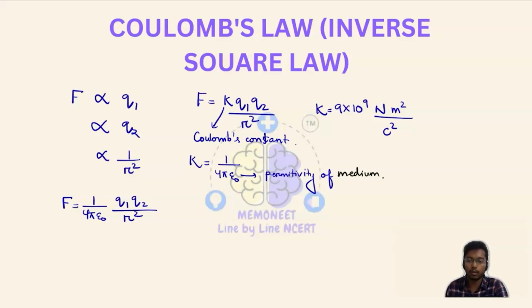We have one charged body here and another charged body here. Let's say the charge is 2 coulomb and 2 coulomb, and the distance between them is 2 meter. So the force is 1 upon 4 pi epsilon naught into q1, that is 2C, into 2C upon r square, that is 2 square. This is how we put the formula and get the answer of these questions.